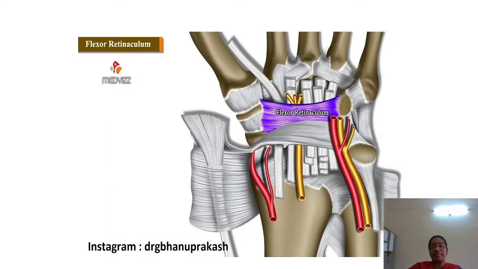Now when you see the flexor retinaculum, it consists of two slips. There is a superficial slip which is attached to the pisiform bone, and a deep slip which is attached to the crest of the trapezium. So this is the superficial slip of the flexor retinaculum, and this is the deep slip of the flexor retinaculum.